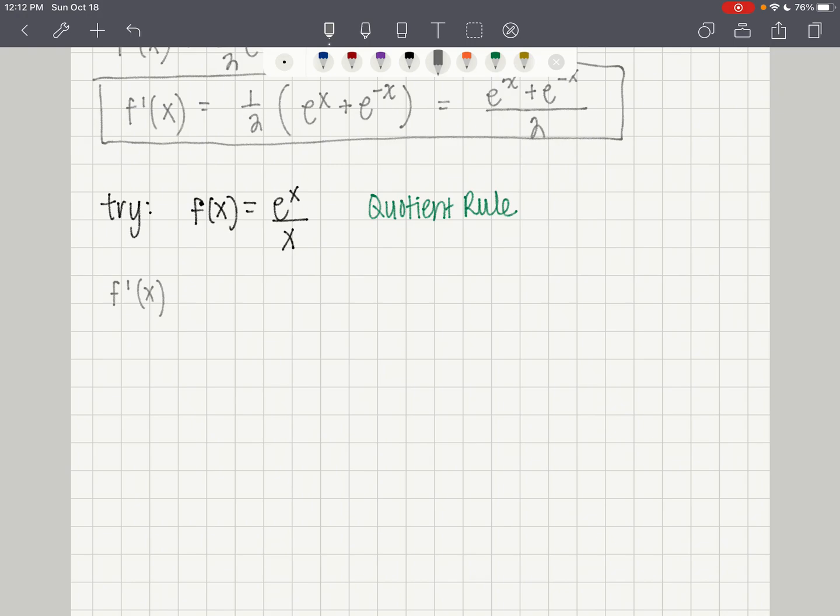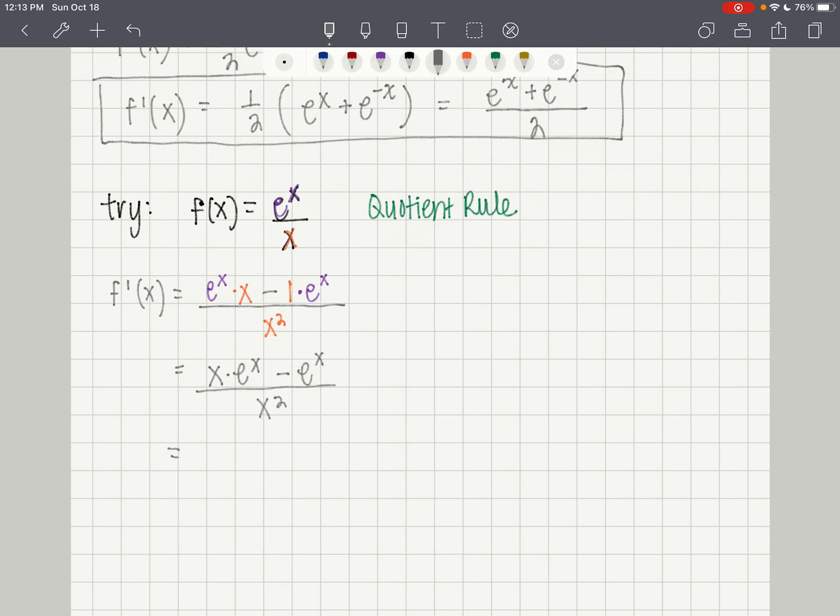So I've got f prime of x is going to equal the derivative of the numerator times the denominator minus the derivative of the denominator times the numerator all over the denominator squared. So x times e to the x minus e to the x all over x squared.